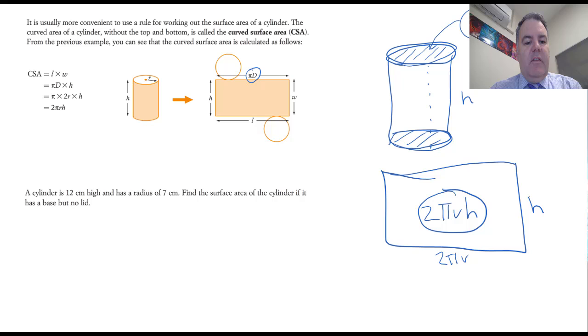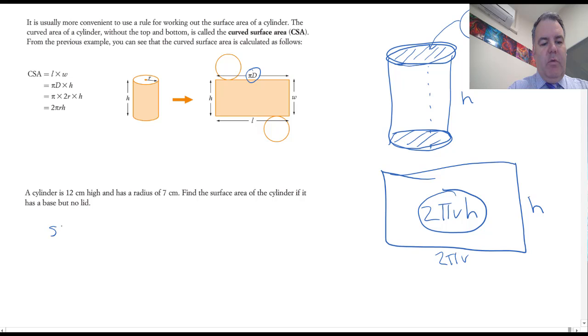So in this question here, the cylinder is 12 centimeters high and has a radius of 7. What's the surface area if it has a base but no lid? So it's an open cylinder. Right, so the surface area, again, I can do all this in one step. The surface area is going to be 2 pi times the radius times the height, that is the curved part of the cylinder, plus the base, which will be pi r squared.